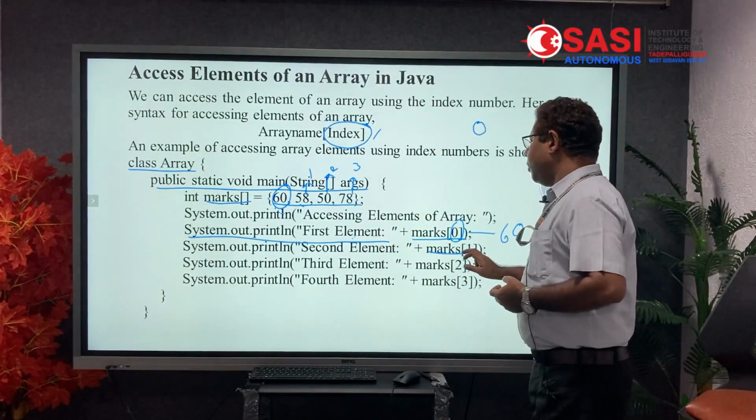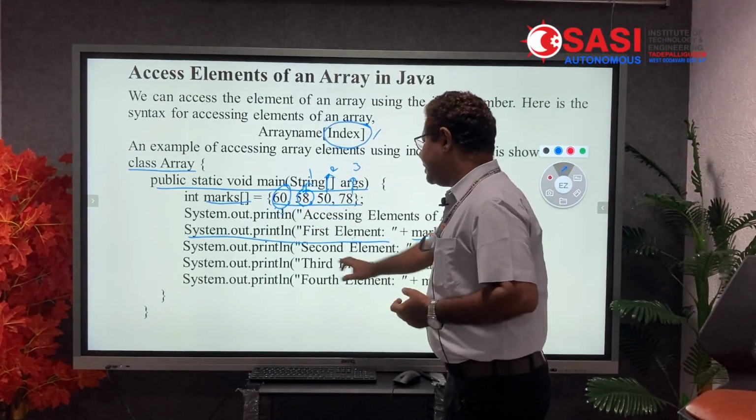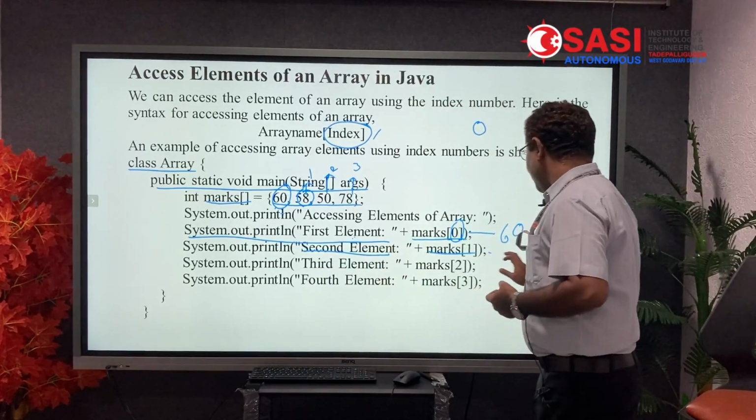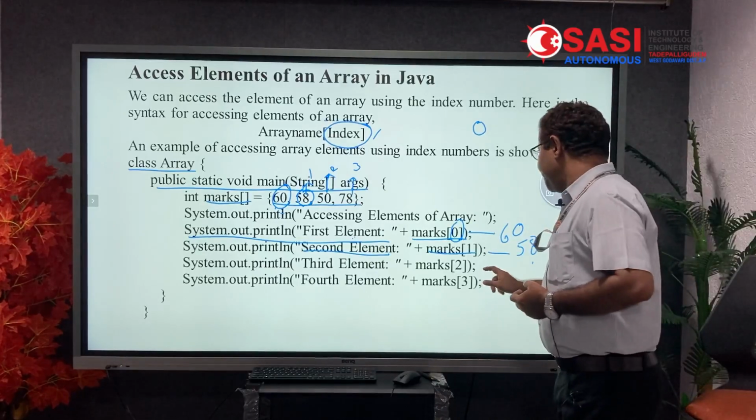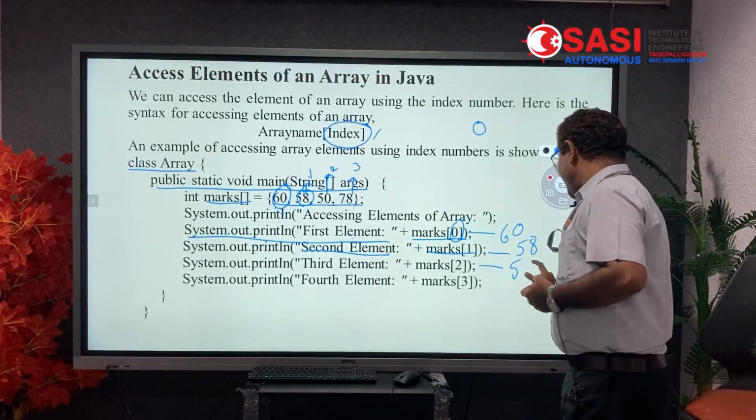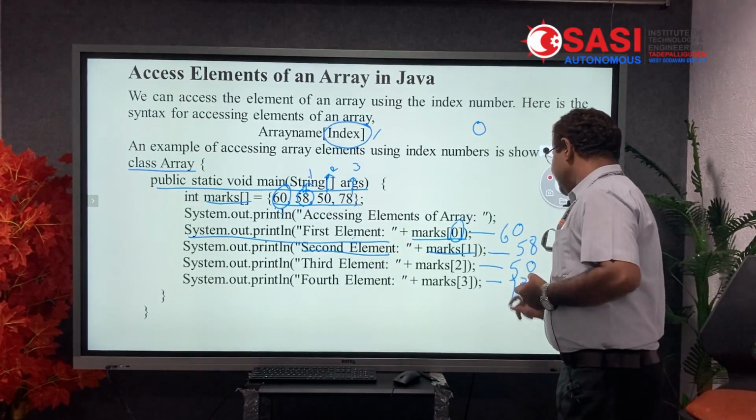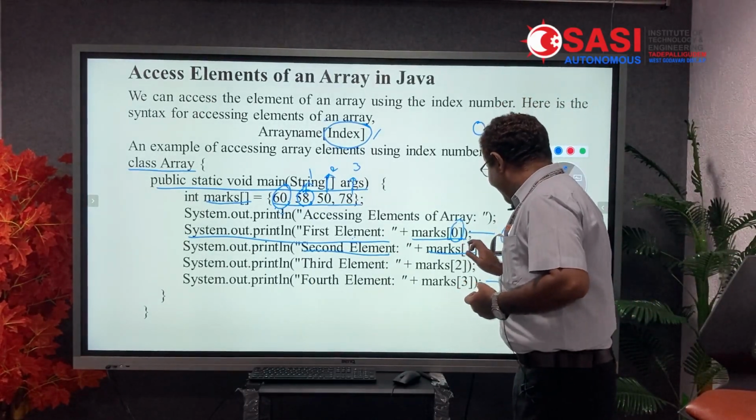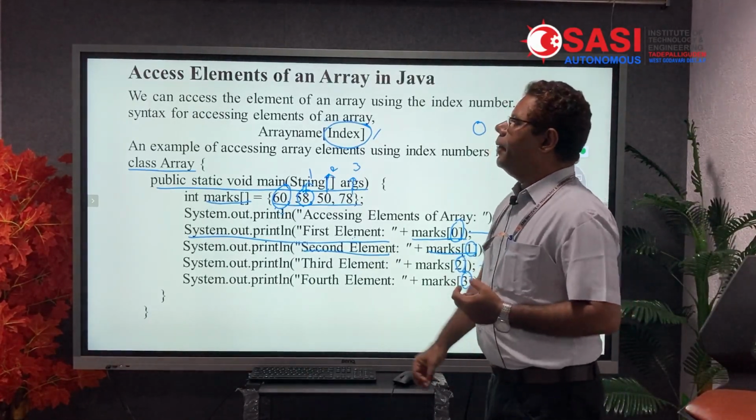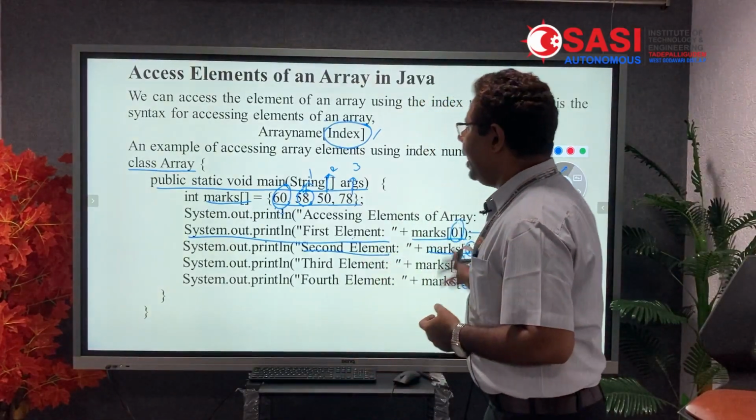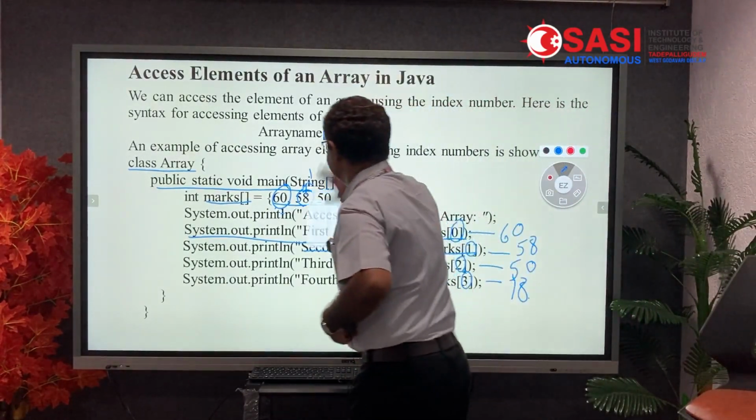Mocks of 1 means the 58 value, that is the second element. So mocks of 1 prints the 58 value. Mocks of 2 prints the 50 value. Mocks of 3 prints the 78 value. So by using the index we can access the array values. So this is the example of how we can access the array elements in Java.